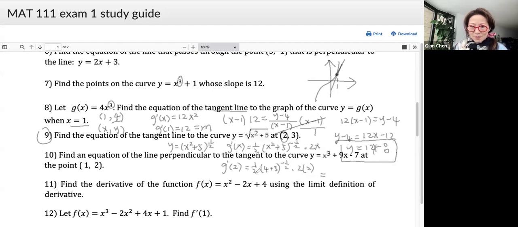So this, well, half cancels with 2. So we have 2, we still have this 2, right? Then this goes to the denominator. Do you see? So 4 plus 5 equals 9. Then this raised to negative half means 1 over the square root of 9, which means 1/3. Negative indicates going to the denominator. Half means the square root. So that becomes 2 times 1/3, which is 2/3.